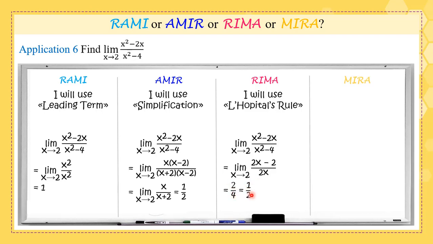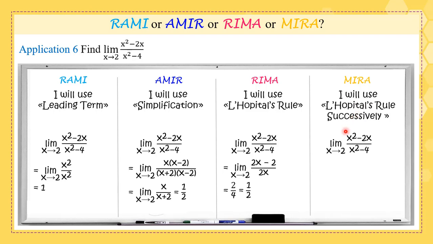And Mira, I will use L'Hopital's rule successively. This is the limit of this function as x tends to 2, which is the limit of 2x minus 2 over 2x. We derive the numerator alone and then the denominator alone. We try to derive again using L'Hopital's rule. We get the limit of 2 over 2, which is 1.